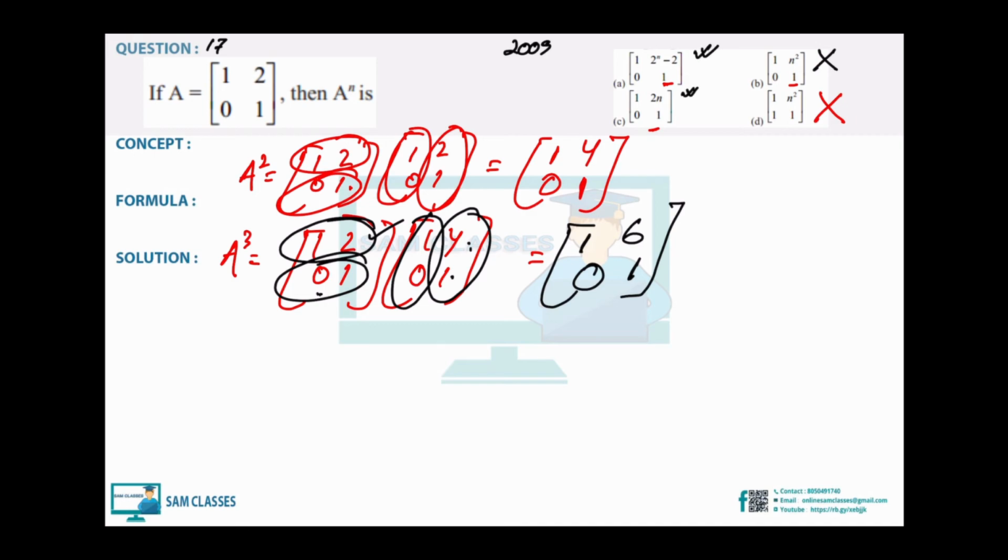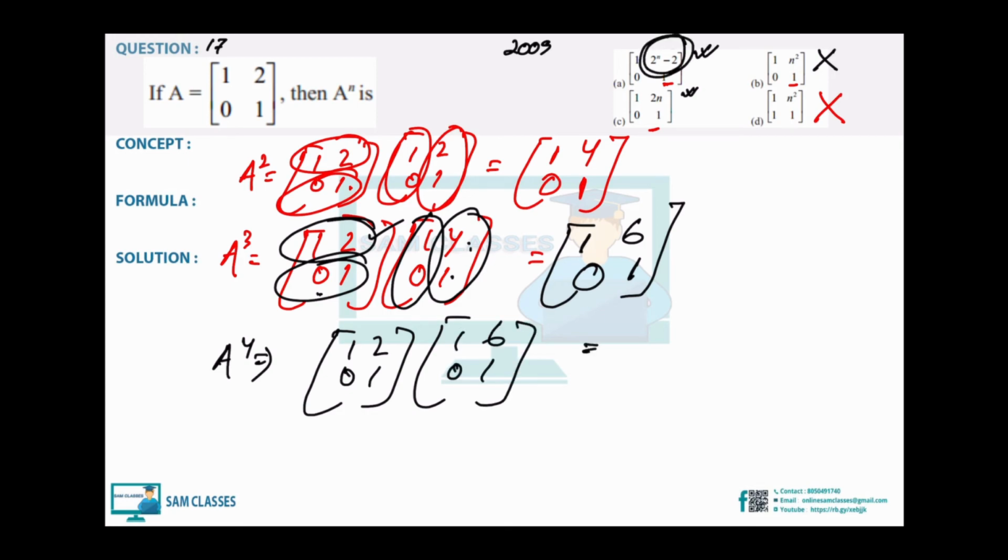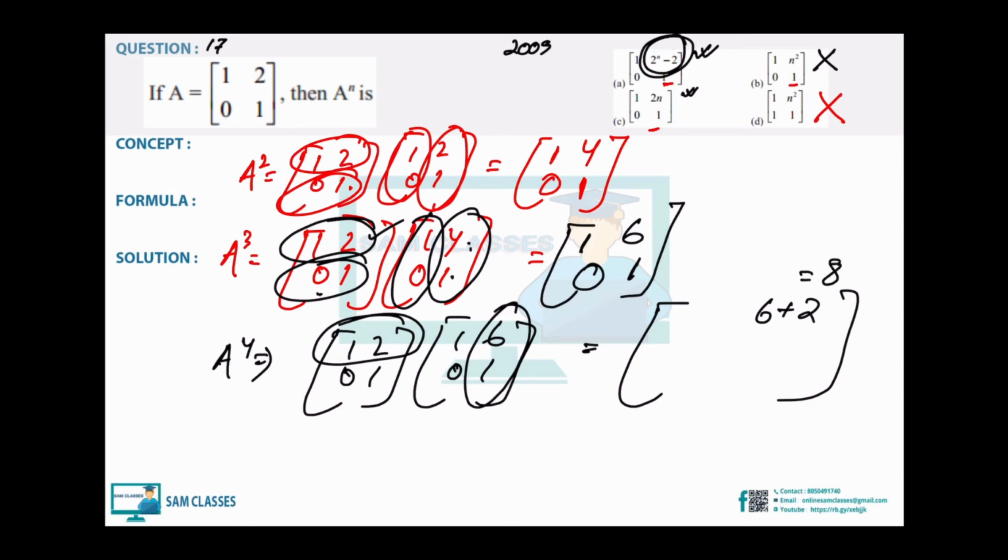Now let's check with A power 4. So what you'll get? [1 2; 0 1] and [1 6; 0 1]. We just need to check this element, because that is the only changing one. So in order to get that, first row, second column. So what am I getting? 1 into 6, so 6 plus 2 into 1, 2. So I'm getting basically 8. That is double of it. If I put here 2 power 4 minus 2, so what I'll get? 2 power 4 is how much, students? 16 minus 2, that is equal to 14. So not possible. So my answer will be C.